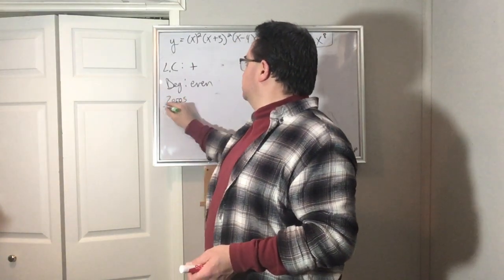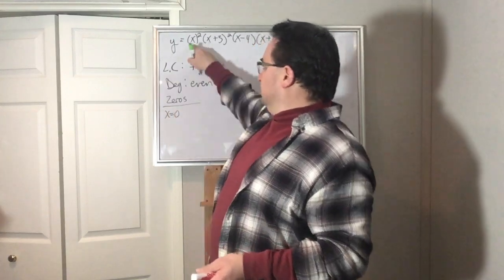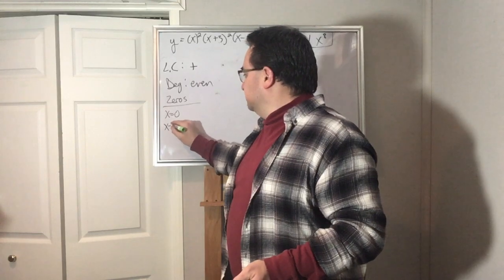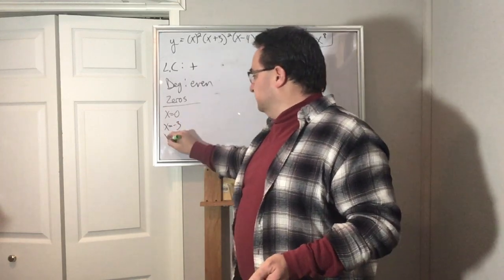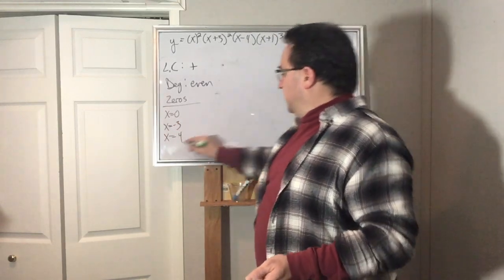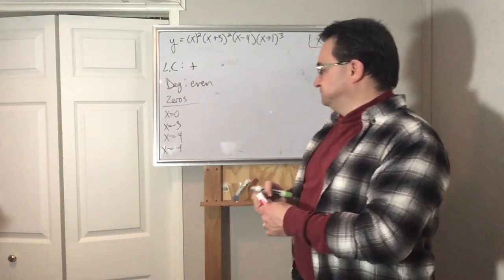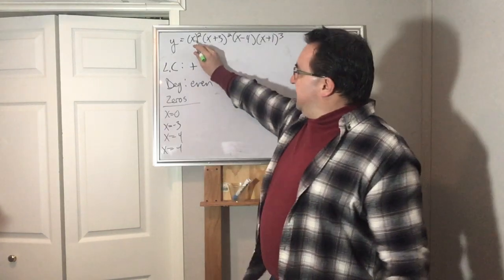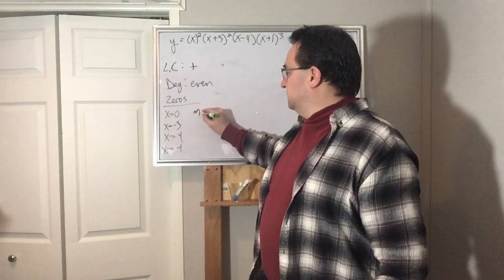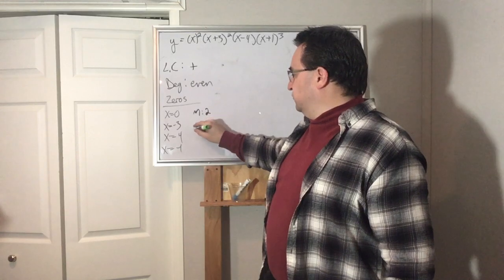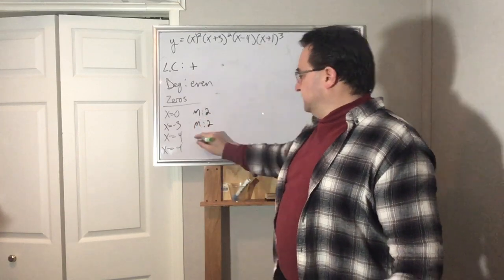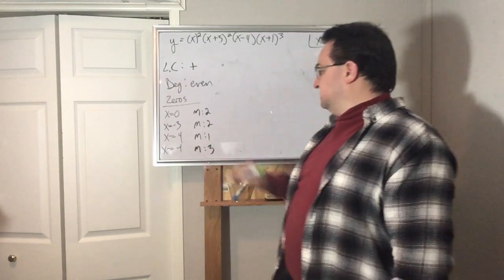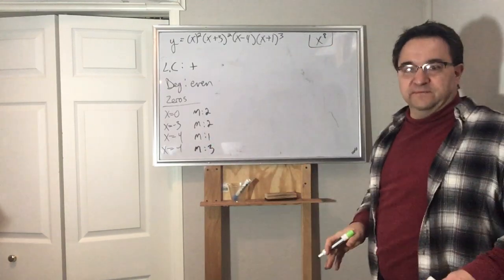So let's make a list. X equals 0. A lot of people miss that one because it looks different. X equals -3, x equals 4, and x equals -1. Now we have to worry about multiplicities. So that occurs twice. This one occurs twice. This one is only once. And this one is 3 times. That's all the information I need.